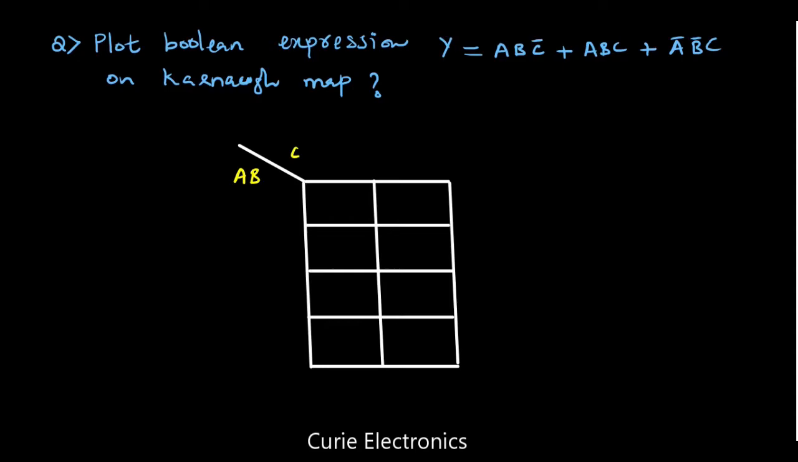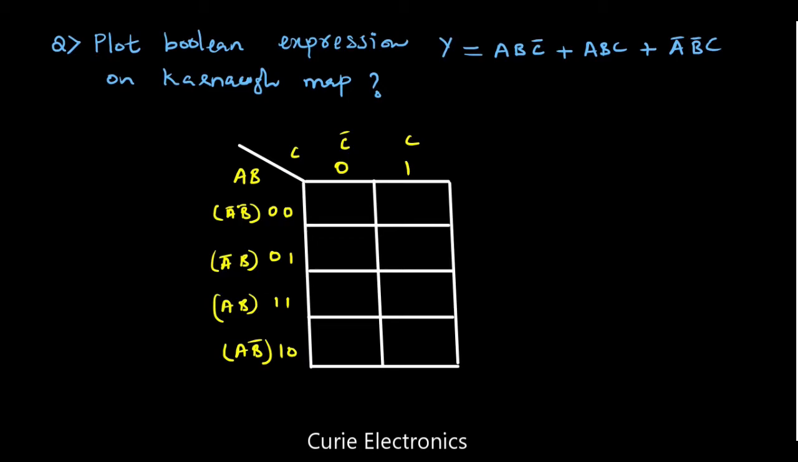So this AB can take 4 combinations, that is 0 0, 0 1, 1 1 and 1 0. The same thing can be written as A bar B bar, what is 0 1? That is A bar B. Then AB for 1 1. Then we have A B bar. And C can take 2 values, 0 or 1, that is C bar or C.